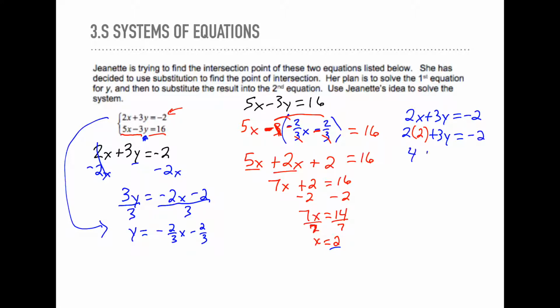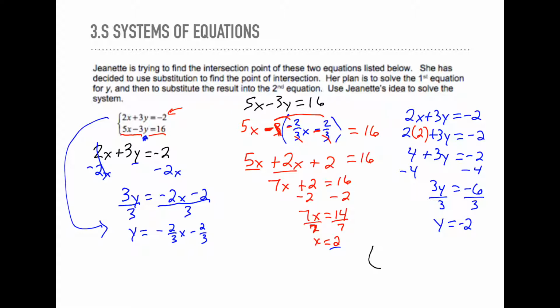2 times 2 is 4, so 4 plus 3y equals negative 2. I can subtract 4 from both sides, get 3y is equal to, well, negative 2 minus 4, gives me negative 6. Divide by 3, get y is equal to 6 divided by 3 is 2, and a negative divided by a positive is a negative, so y equals negative 2.